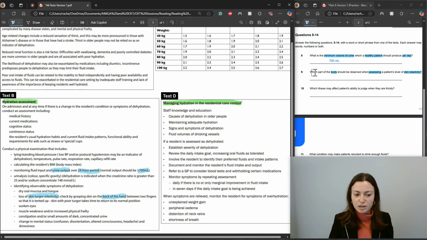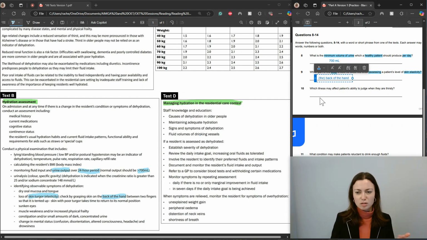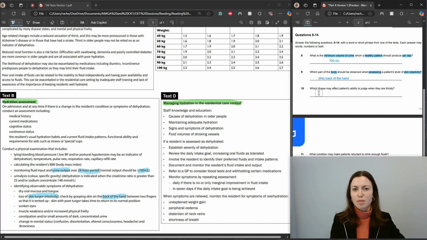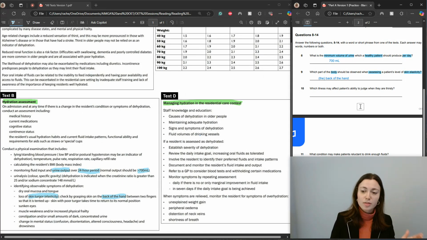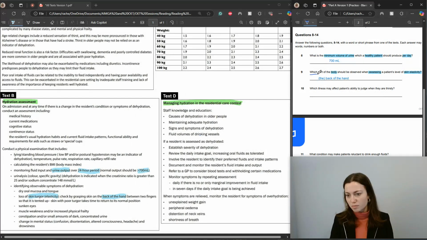So the correct answer here, there's kind of two that you can put. You can either just say back of the hand, or you can include the article, and I'll put that in brackets here: the back of the hand. What we see with a lot of our answers is that articles, a and the, are usually optional. But what's important here is you don't need to say grasping skin on the back of the hand, because again, the question's just asking which part. Answer: back of the hand. I usually recommend when you've answered it, go and do that check. Check that your answer makes sense based on what's written.